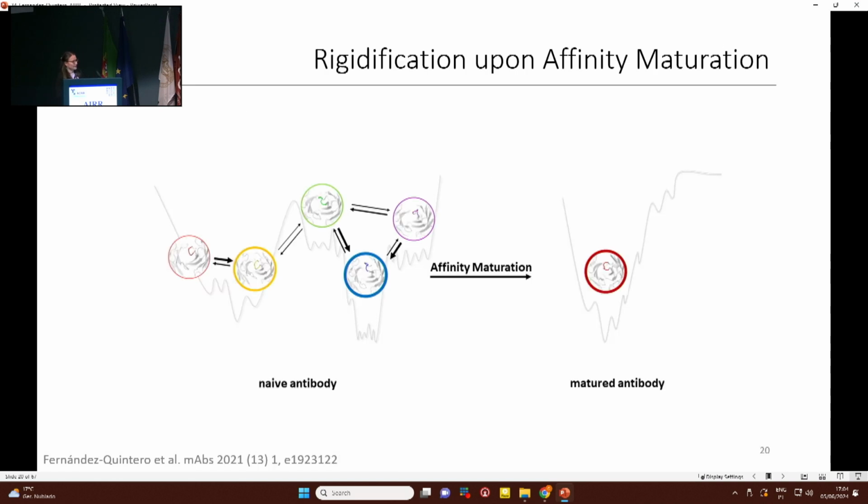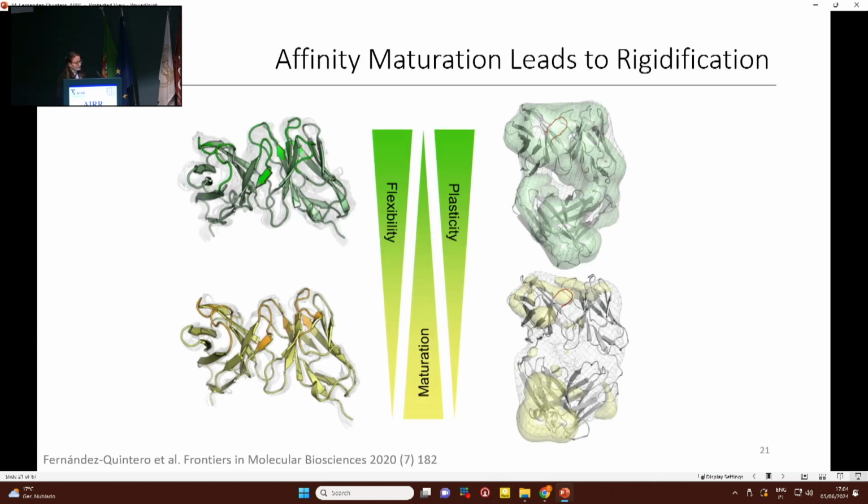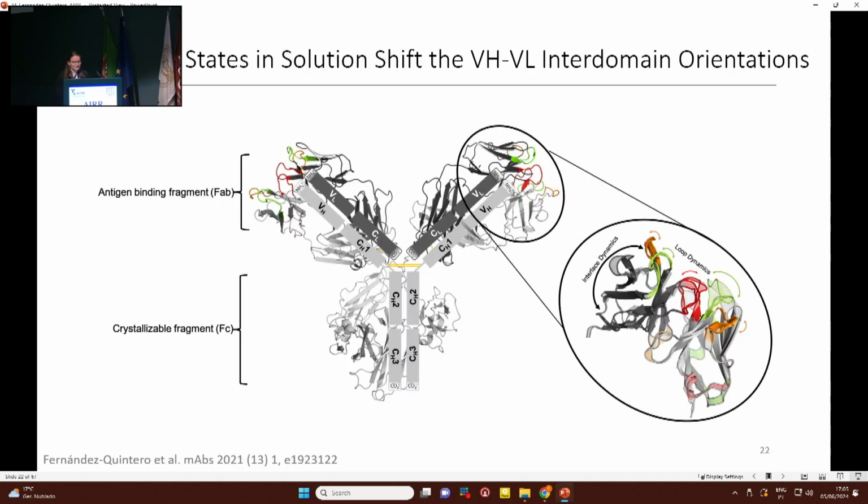This is just a schematic showing this, where you really see the population shift towards the binding competent matured conformation. And as I mentioned earlier, we see this global rigidification also in a surface plasticity, not only for the FV or for the CDRH3 loop, but this can actually be also observed for whole fabs. So this brought us to the question, if all loops rigidify and sometimes mutations are only in one single loop, how is this possible?